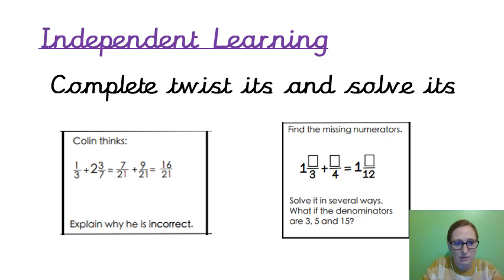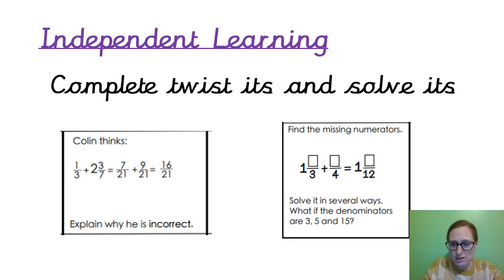Has he converted it correctly? Has he put the correct answer right at the end? Or has he forgotten to do something? Pause the video, work it out. Excellent, great job. And then we've got our final solve it. Find the missing numerators. You can solve this problem in several ways. So think about how many thirds, what they look like as twelfths, quarters look like as twelfths, and if you add them together, what can you put into this final box here?